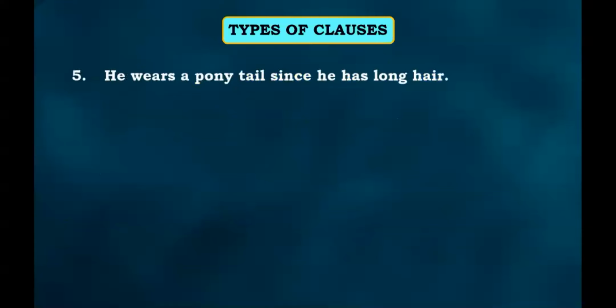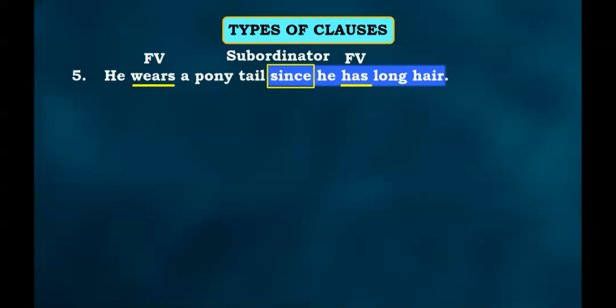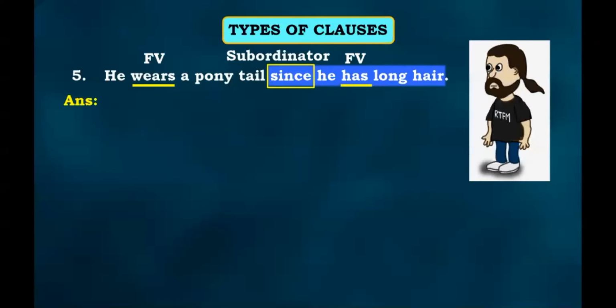He wears a ponytail since he has long hair. Come on. The two finite verbs. Step 1. Very good. Wears and has. Excellent. Step 2. Subordinators. Very good. Since. I'm so sorry. So the subordinator is since. Since से begin होगा subordinate clause. So he wears a ponytail is main clause. Since he has long hair is the subordinate clause.